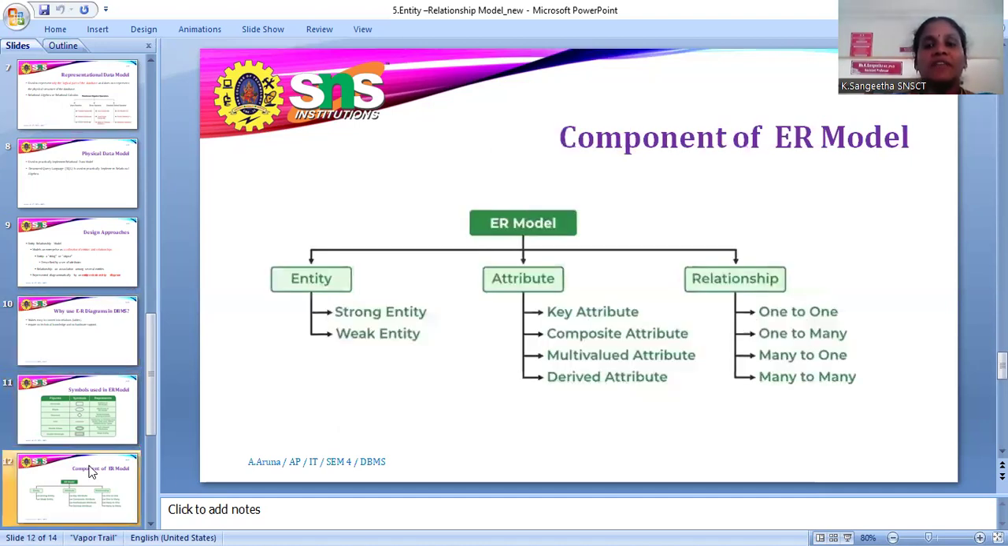The components of the ER model are entity, attribute, and relation. Strong entity and weak entity are there, and attributes include key attribute, composite attribute, multi-valued attribute, and derived attributes. For relationships, there are one-to-one, one-to-many, many-to-one, and many-to-many relationships. A strong entity is an entity that does not depend on another entity. If one entity depends on some other entity, we say it's a weak entity. Normally a strong entity has a key attribute.